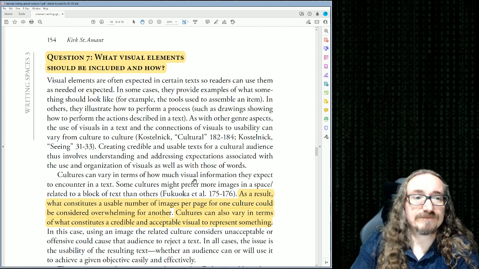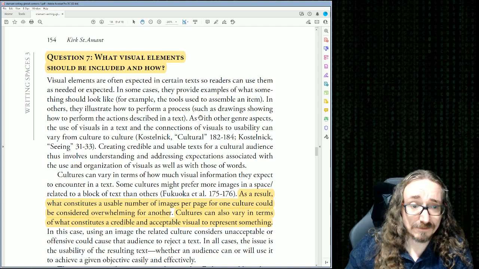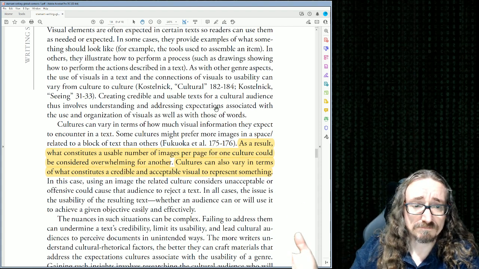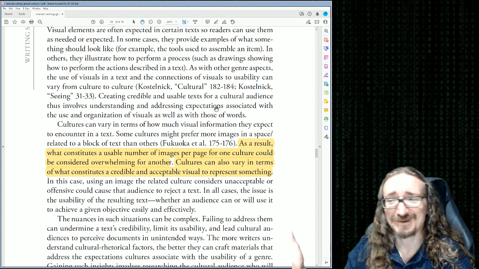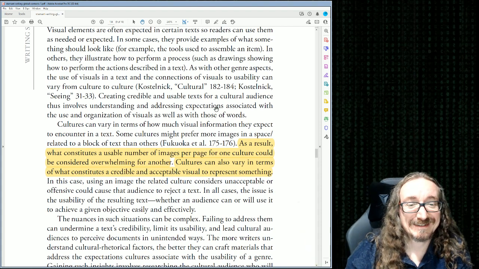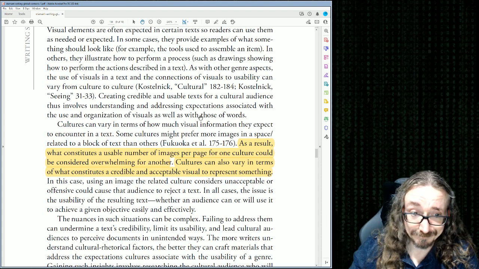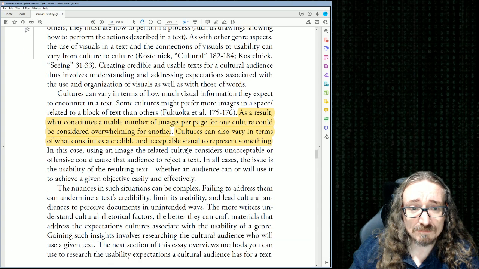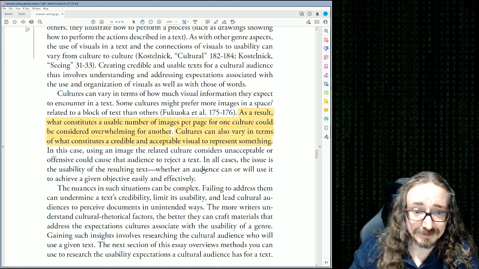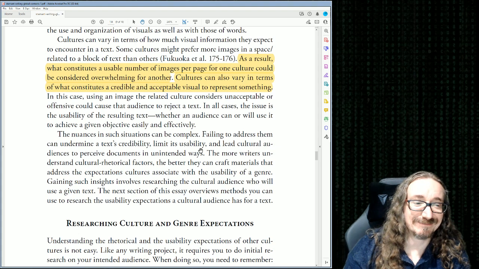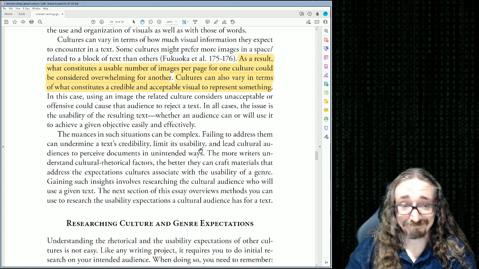Question 7, what visual elements should be included and how? We were talking about, should a resume have a photo in it? Typically in America, you say no, you don't put a photo on a resume. But again, in other cultures, it's expected. Let's see, as a result, what constitutes a usable number of images per page for one culture could be considered overwhelming for another. Cultures can also vary in terms of what constitutes a credible and acceptable visual to represent something. Nuances in such situations can be complex. Yeah, isn't that the truth there?